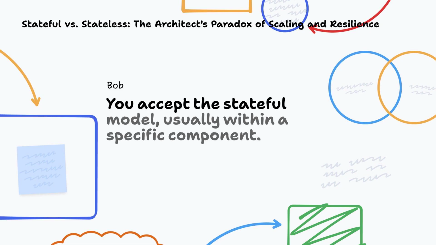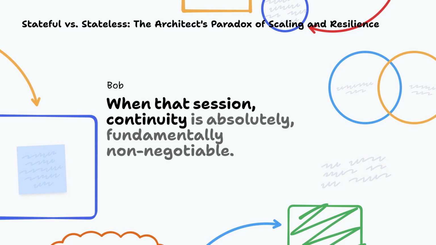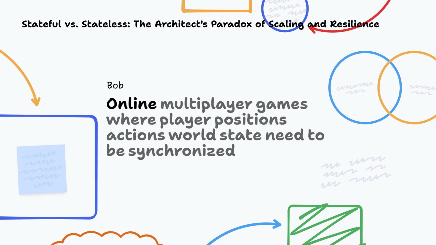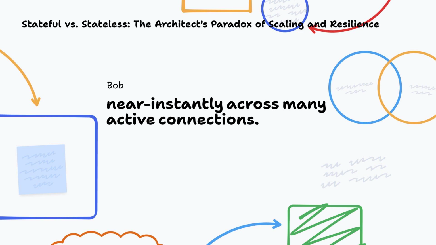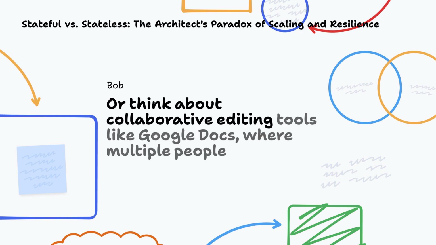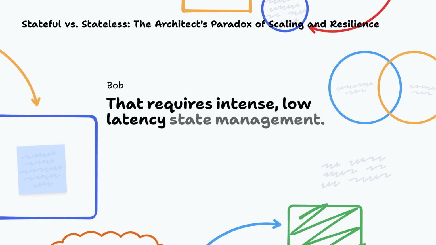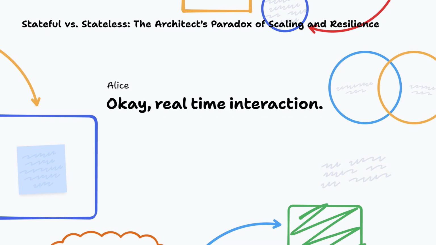You accept the stateful model, usually within a specific component, when that session continuity is absolutely, fundamentally non-negotiable. The classic examples are real-time interactive systems. Like online games. Exactly. Online multiplayer games where player positions, actions, world state need to be synchronized near instantly across many active connections. Or think about collaborative editing tools like Google Docs, where multiple people are working on the same thing simultaneously. That requires intense, low-latency state management. Okay, real-time interaction. What else?